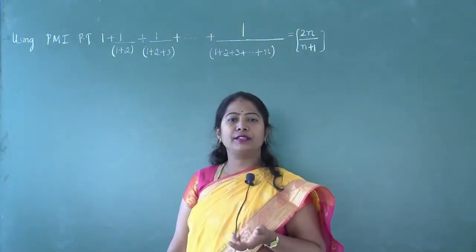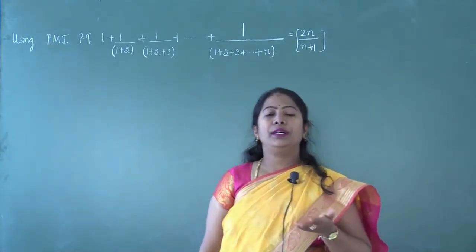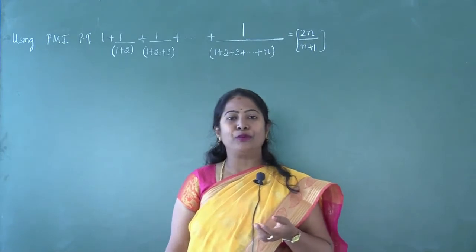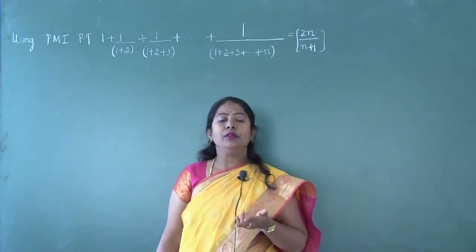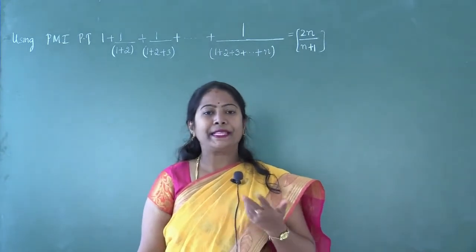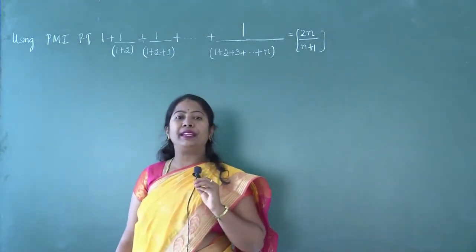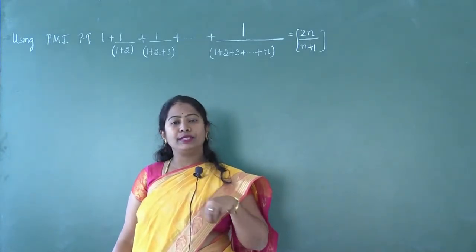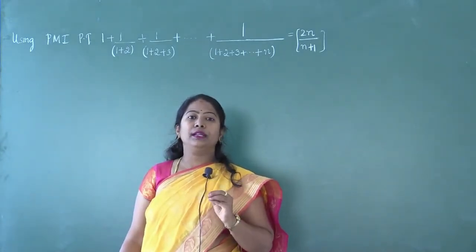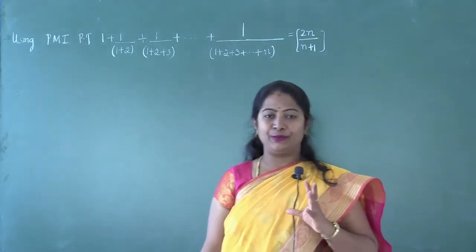Before I start today's session, let me quickly summarize the working rule. Step number 1, denote the given statement as P of n. Step number 2, assume that the given statement is true for n equal to 1. Step number 3, assume that the given statement is true for n equal to k, and using step number 3, prove that the given statement is true for n equal to k plus 1.